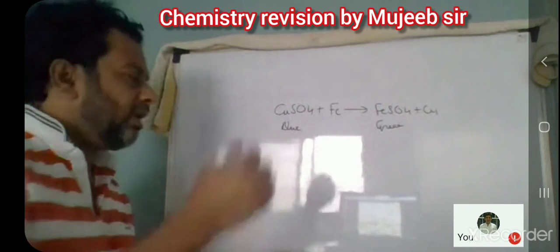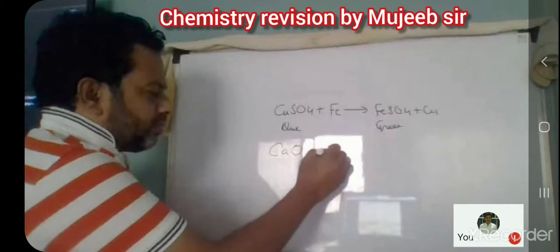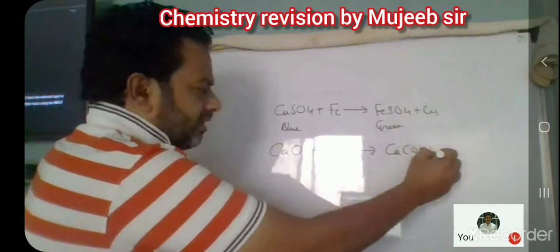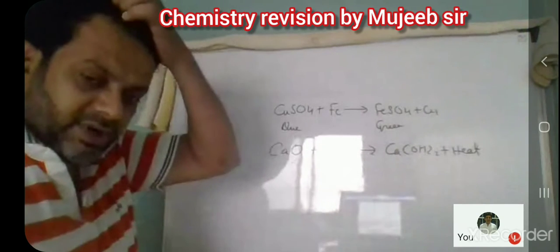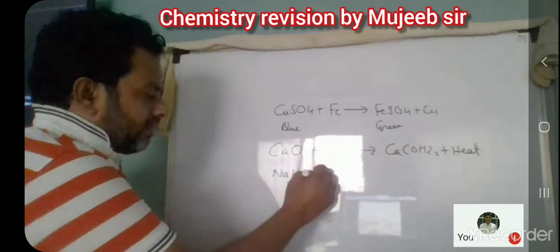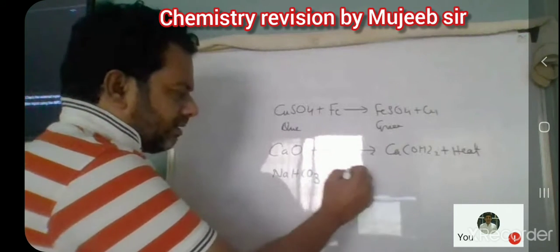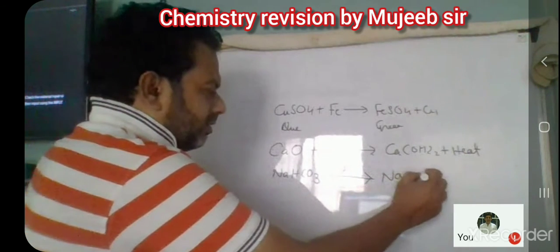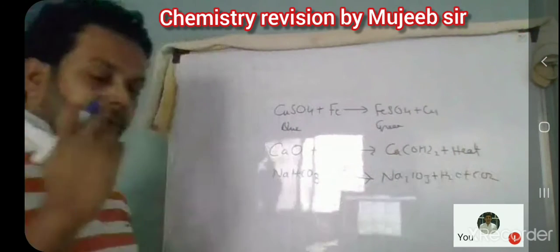Or if it is an exothermic reaction, then CaO plus H2O, that is quick lime plus water, gives you slaked lime, and a very large amount of heat will be given out. Or if it is NaHCO3, then on heating, what will happen over here? You will get Na2CO3 plus H2O plus CO2. A gas will come out from here.